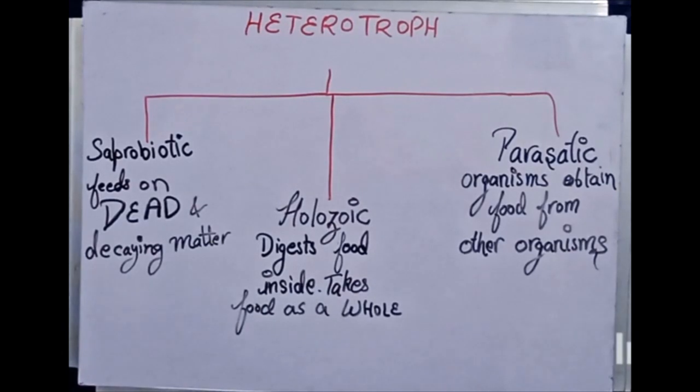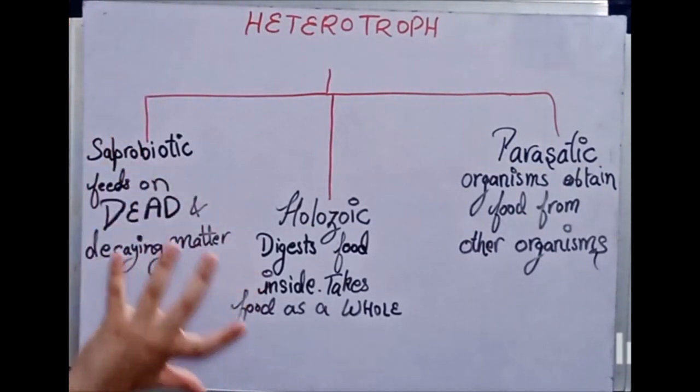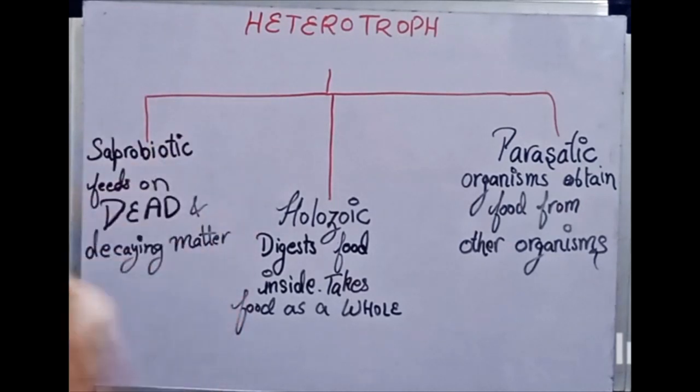In this video, we are going to talk about the types of heterotrophic nutrition. Unlike autotrophic nutrition, where the green plant will photosynthesize and make their own food, heterotrophic nutrition is classified broadly into three categories. So first let us focus here.